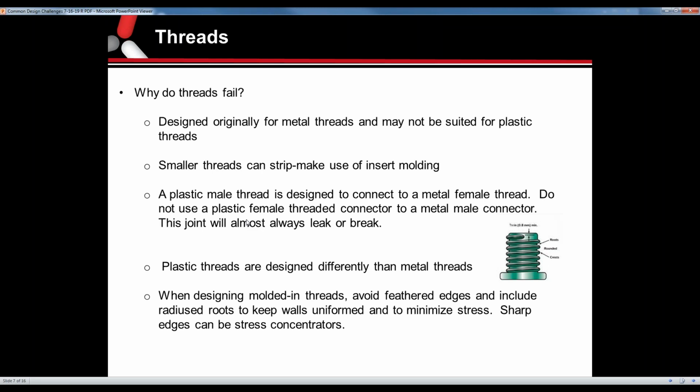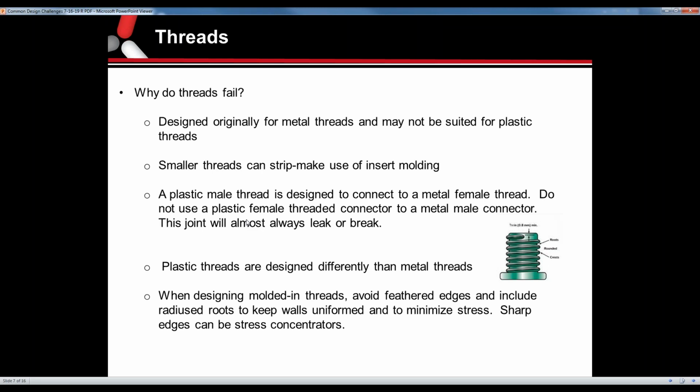And just a note, plastic male threads are designed to connect to a metal female thread. Don't use a plastic female threaded connector to a male thread connector. These types of joints will almost always break or leak. As you can see from that picture, you're going from a steel thread, which is going to have sharp roots and crests, and a plastic part, those are going to be more rounded. So sometimes you're going to find, as John said, there may be fit issues and leakage. It might be a little loose or a little tight. You're going from plastic to steel, so there's going to be a little work on that.